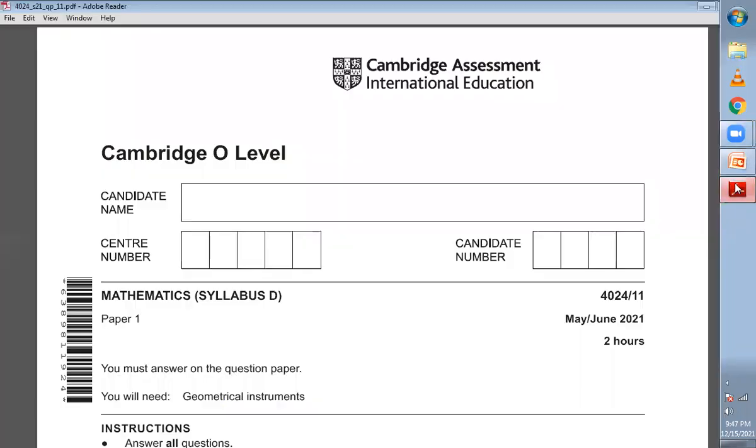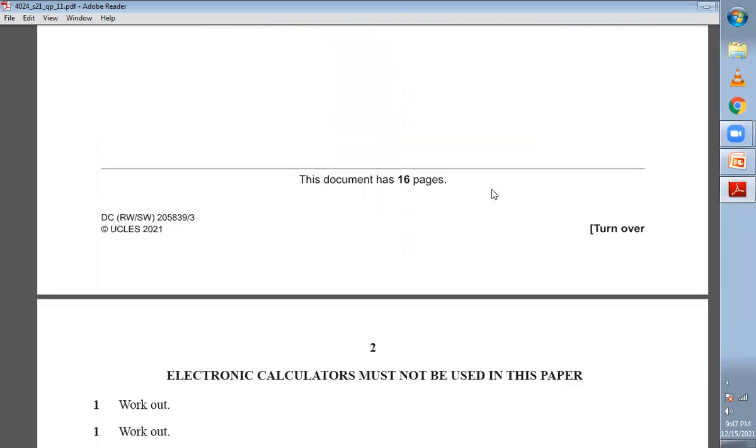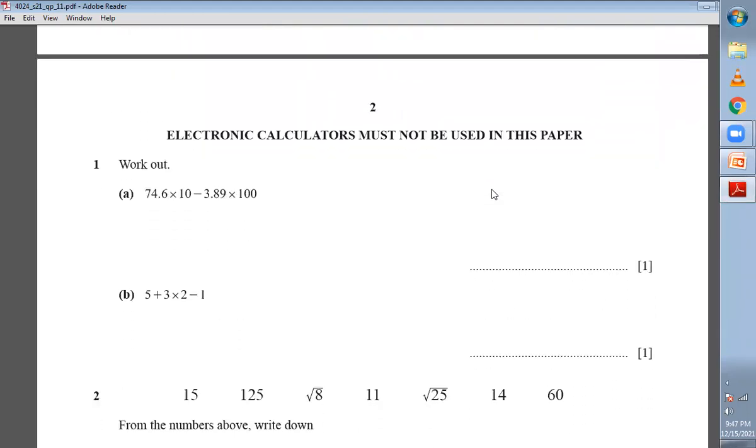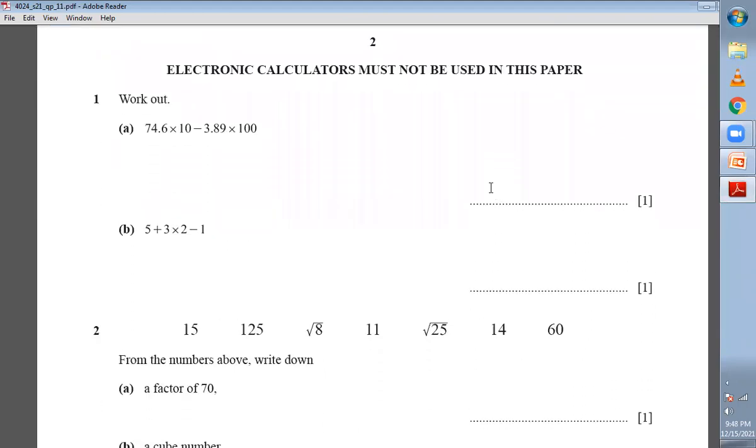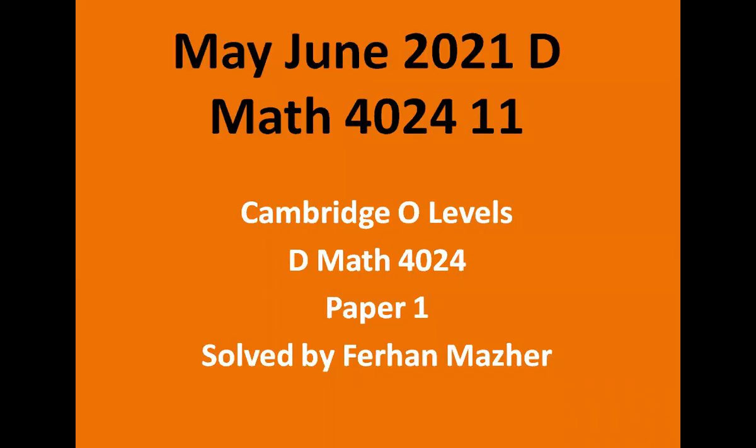Okay, so the May June 2021 Cambridge O-Level Mathematics Syllabus D, Paper 1. So the first question is coming up on your screen. Okay, so he says work out 74.6 multiply 10 minus 3.89 multiply 100. So very simple and easy question. So let me show you how I will do this.